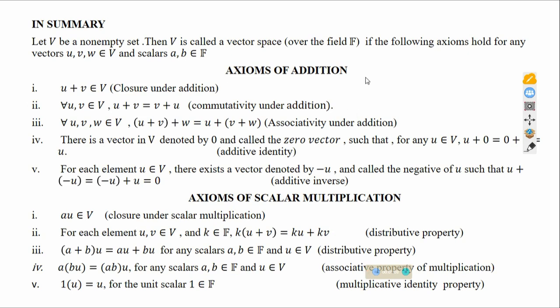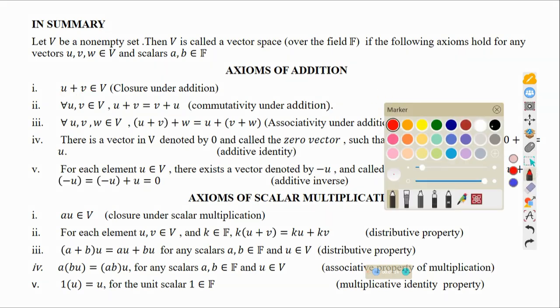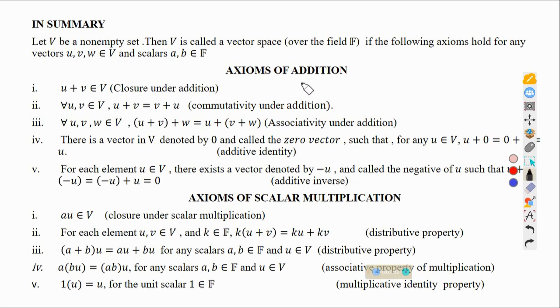We have axioms under addition. When we talk about the set of integers, if u and v are integers, then u plus v will also be an integer, because an integer plus an integer will surely give you an integer. Then this will hold, so you will also be able to get a zero vector, and the additive inverse will hold.